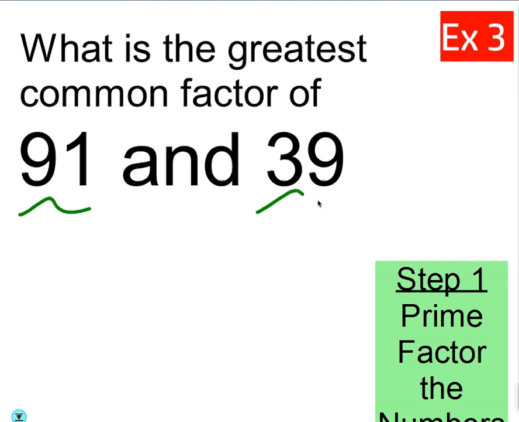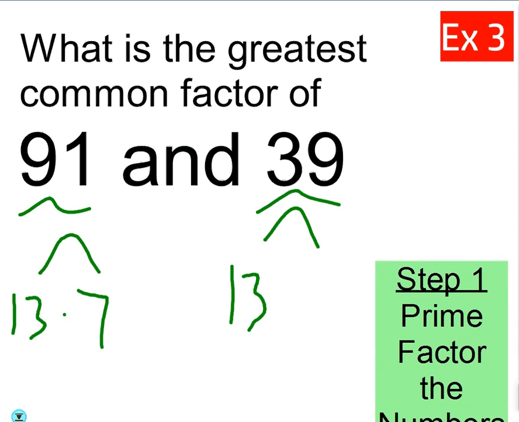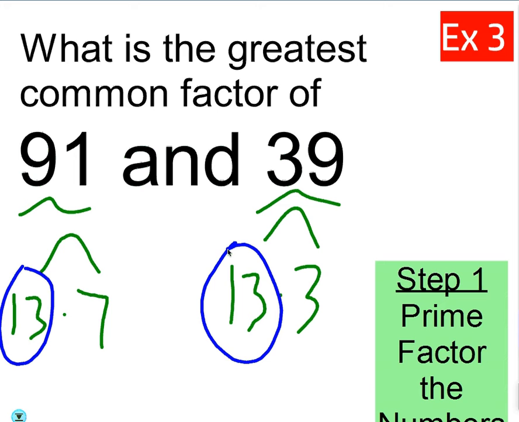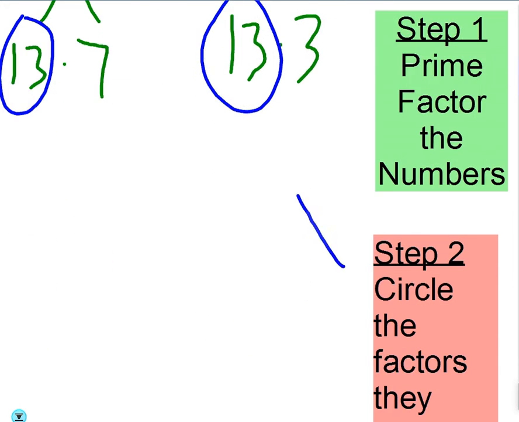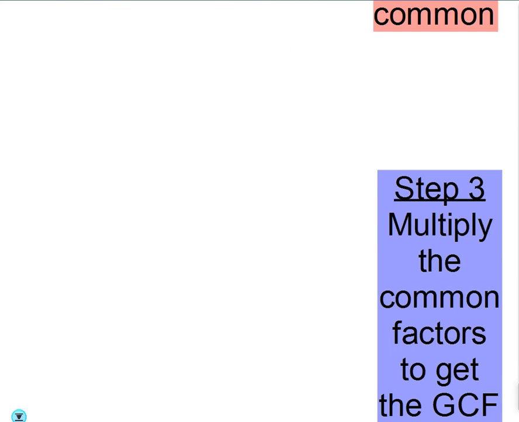But for right now, let's do 91 and 39. We broke 91 down yesterday into what? You may remember? 13 times 7. Good. How about 39? 13 times 3. This one's going to end up being easy, right? What are the only 2 factors we can circle? Right, those are the only 2 factors they have in common. And so the GCF of this one is very simple. It's what? 13.